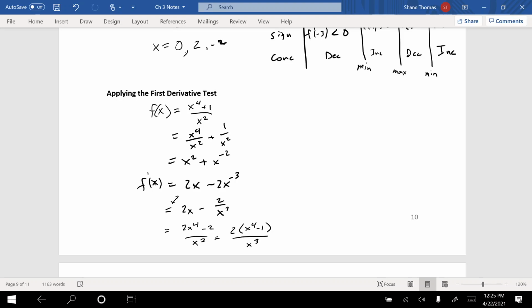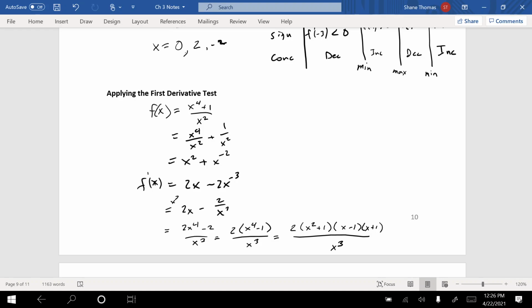And now I can actually factor that even more. It'd be a difference of two squares essentially on the top, right? Which would be 2 times x squared plus 1, then x squared minus 1. I'm going to break it down a second time: x minus 1, x plus 1. It's all going to be over x to the third.